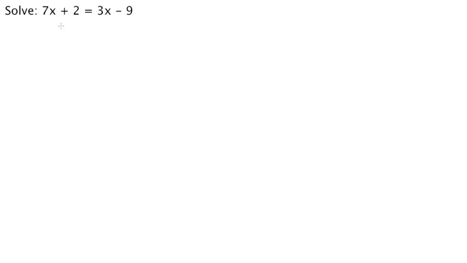All right, let's look at another example. Now for this one, let me show you a way that we can shave just a little bit of time off of our work when solving these equations. So here we have a new equation, 7x plus 2 equals 3x minus 9. I'm going to copy the equation real quick. 7x plus 2 equals 3x minus 9.